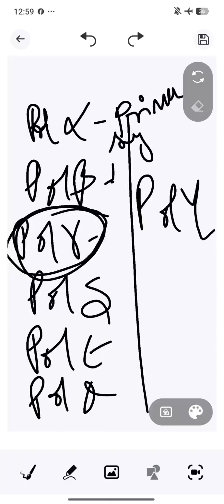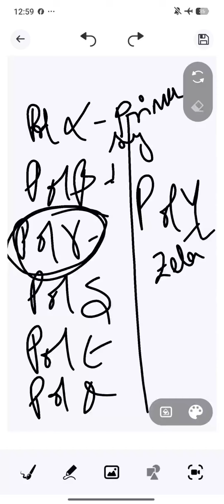Then we have Pol delta. What is Pol delta? Lagging strand synthesis. What is Pol epsilon? Leading strand synthesis. What is Pol theta? DNA repair. And what is Pol zeta? It is translesion synthesis, the SOS repair system.